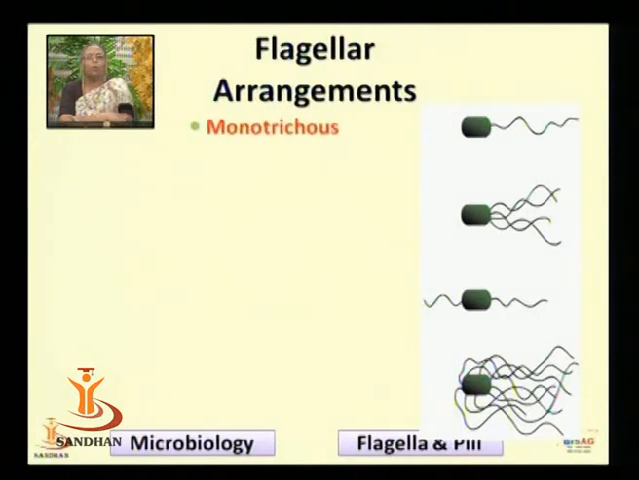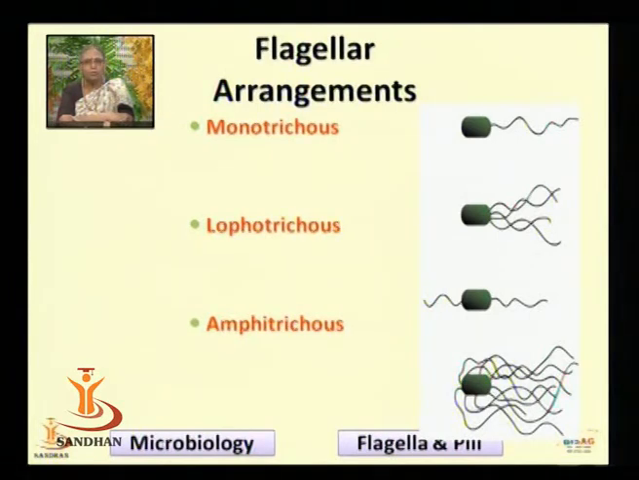Here in this figure you can see the long wavy hair-like structures, flagella, and how they are present at particular positions. In the first, it is mono, a single flagellum at one end. In the second one there is a tuft of flagella, a bunch of flagella present at one pole. In the third one a single flagellum is present on both the poles, both the ends of the cell, and in the last figure a number of flagella are present all over the cell surface.